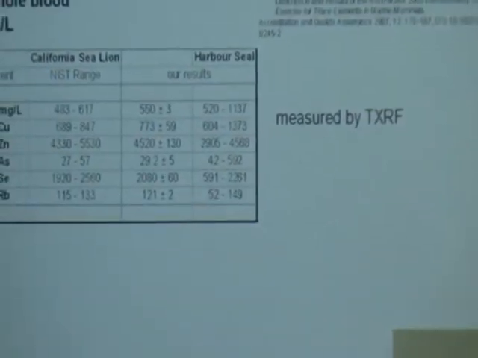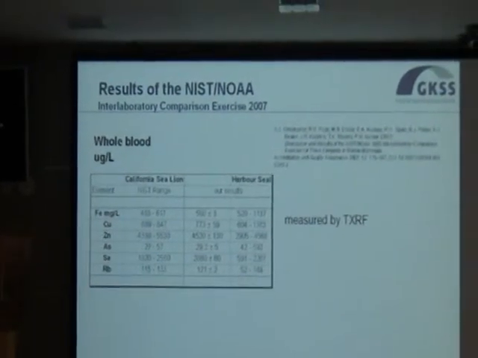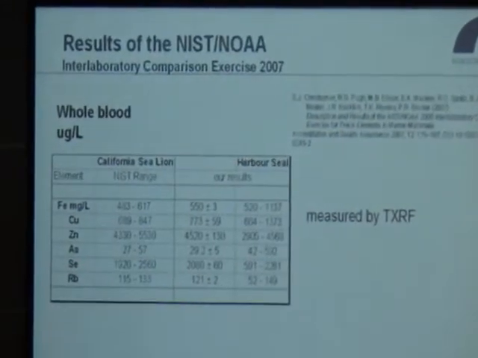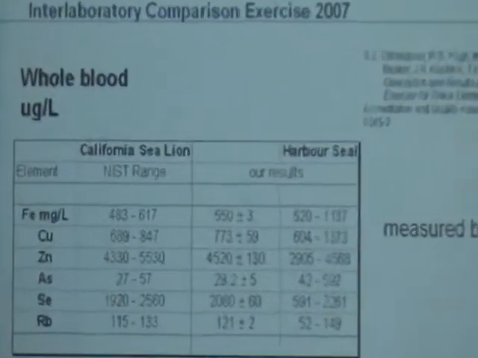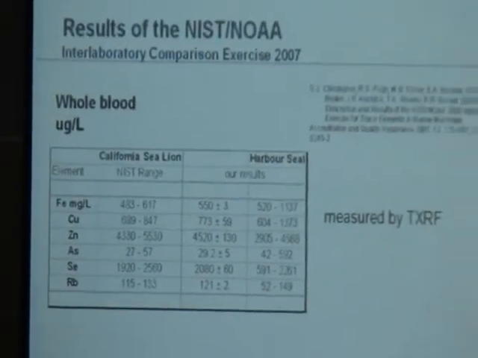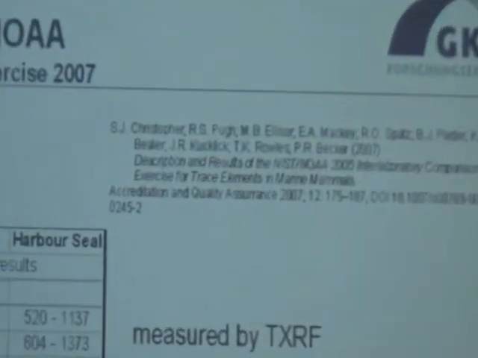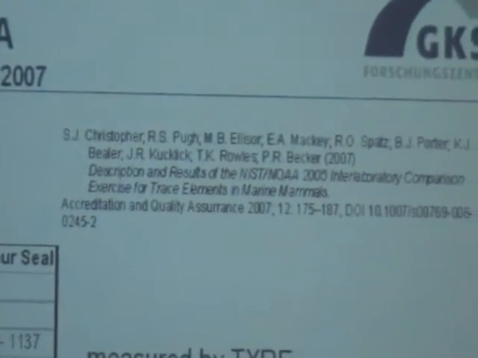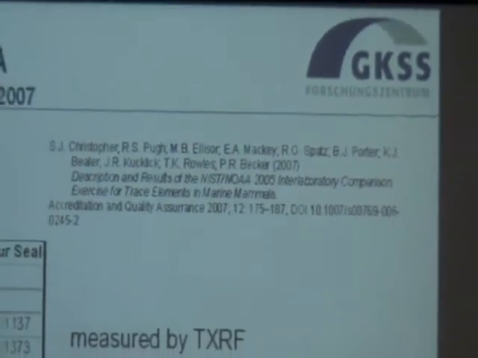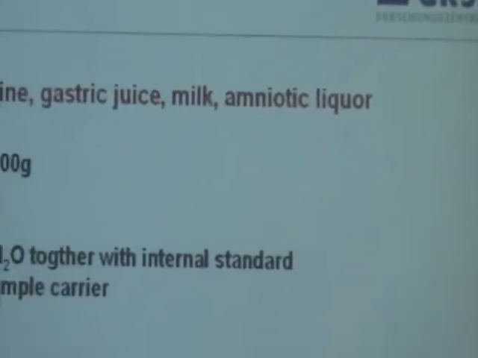Doing a round robin test from NOAA for marine mammal blood, we measured with TXRF and got good results for these elements. The concentrations in the certified materials are comparable to seals from which we sample blood. There are other elements we have to measure with ICP because the concentrations are so low that we could not measure them right with the TXRF.